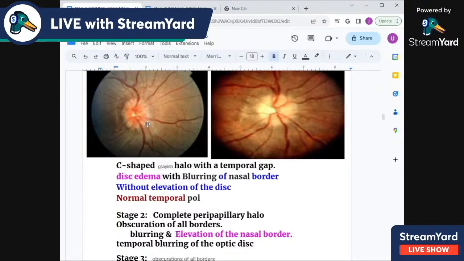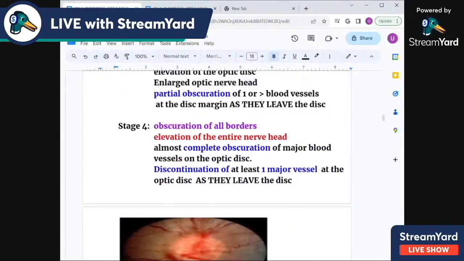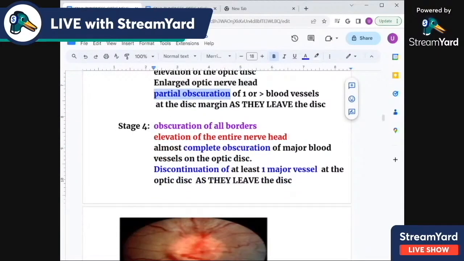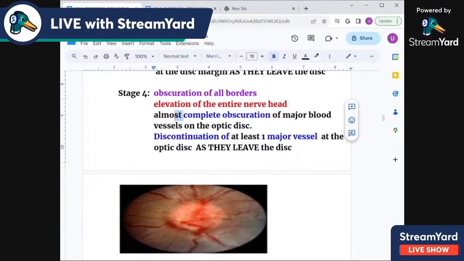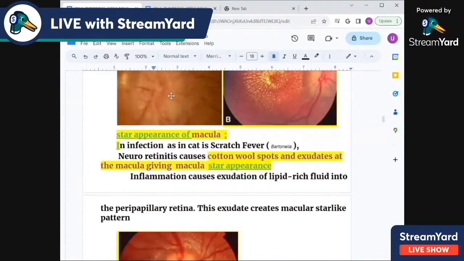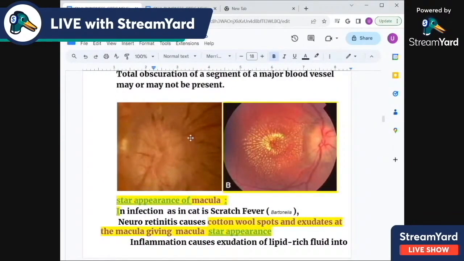And then in stage 4, there is definite obscuration of at least one border leaving the optic disc here. Stage 3, all these features plus partial obscuration of one or more blood vessels. And stage 4, complete obscuration of one blood vessel leaving the optic disc. And then stage 5, dome-shaped elevation of the optic nerve head here. Dome-shaped elevation in stage 5.